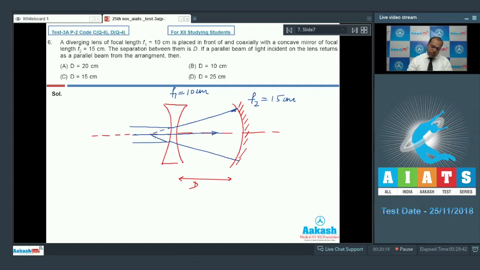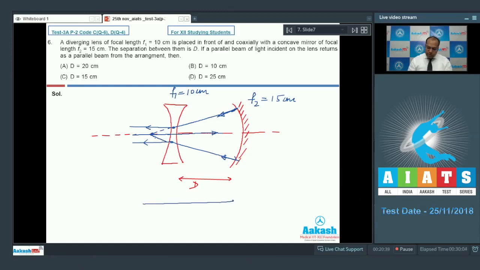As they fall normally to the concave mirror, the angle of incidence is 0, so they will retrace this path, and after reaching the diverging lens, they will move in this direction. So I can say that this point must be the center of curvature of the concave mirror. So I have to calculate D.